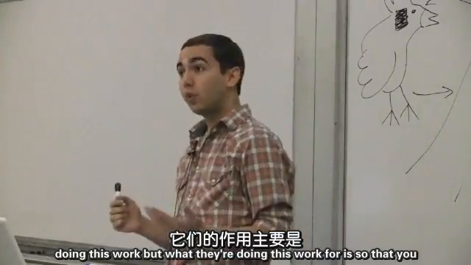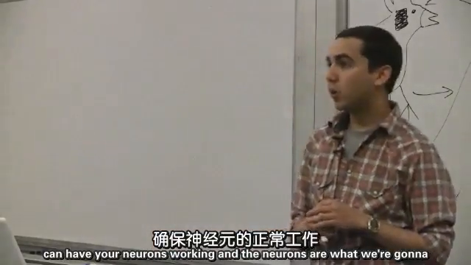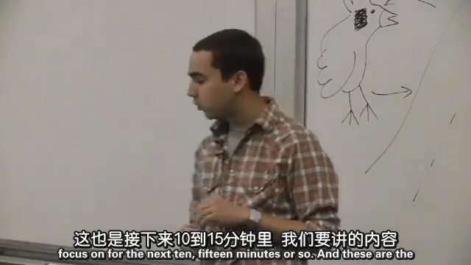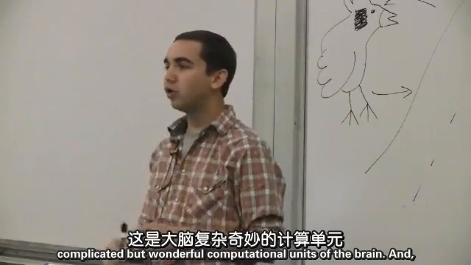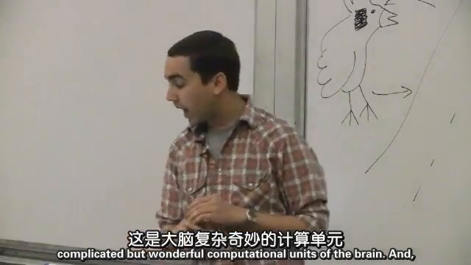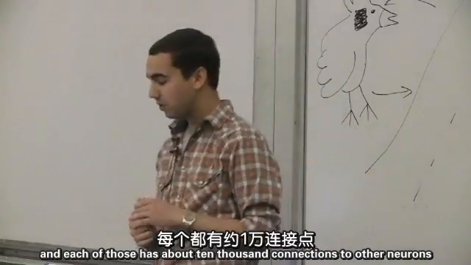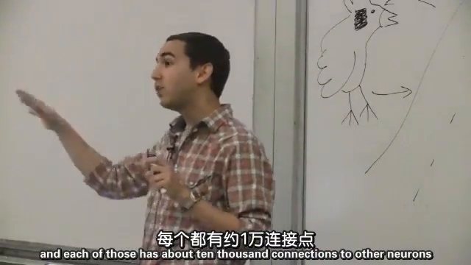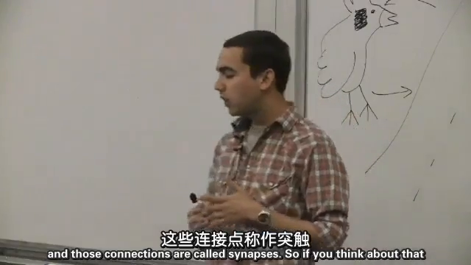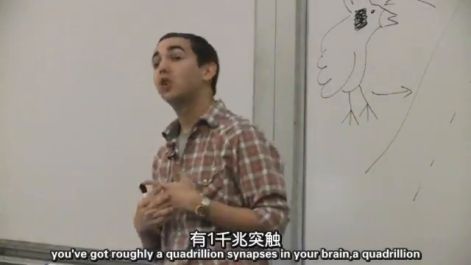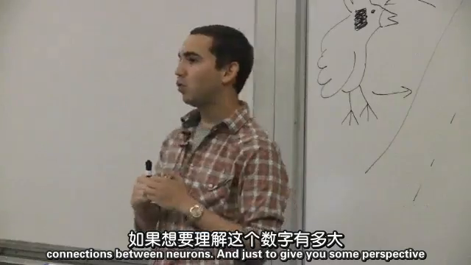But what they're doing this work for is so that you can have your neurons working. And the neurons are what we're going to focus on for the next 10, 15 minutes or so. And these are the complicated but wonderful computational units of the brain. And in an average human brain, you've got about 100 billion neurons. And each of those has about 10,000 connections to other neurons, and those connections are called synapses. So if you think about that, you've got roughly a quadrillion synapses in your brain, a quadrillion connections between neurons.